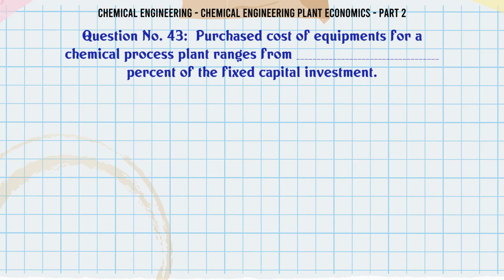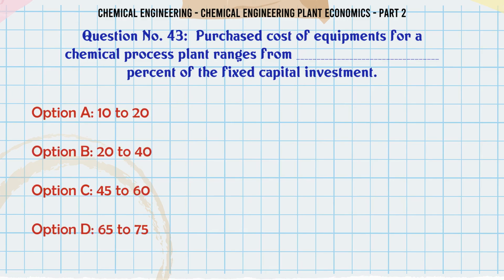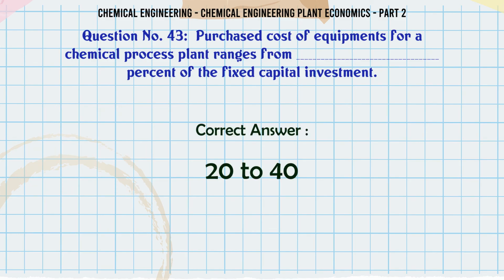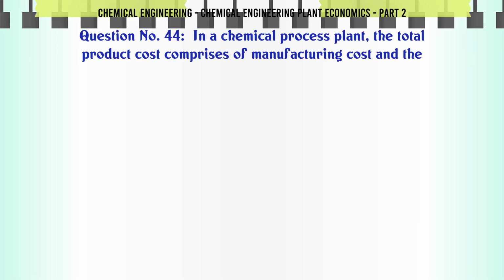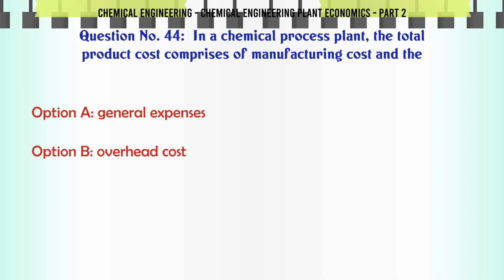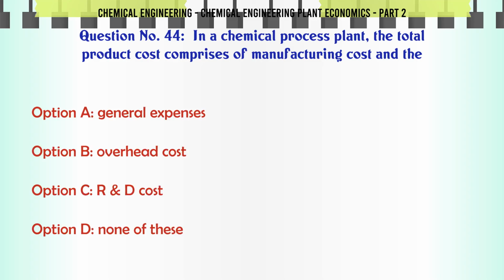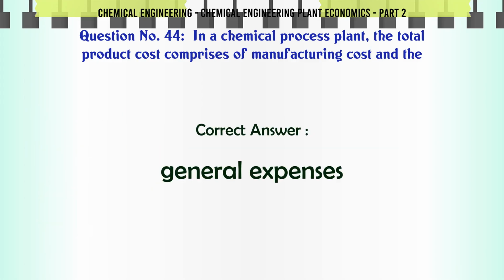Purchased cost of equipments for a chemical process plant ranges from % of the fixed capital investment. A. 10 to 20. B. 20 to 40. C. 45 to 60. D. 65 to 75. The correct answer is 20 to 40. In a chemical process plant, the total product cost comprises of manufacturing cost and the A. General expenses. B. Overhead cost. C. R&D cost. D. None of these. The correct answer is general expenses.